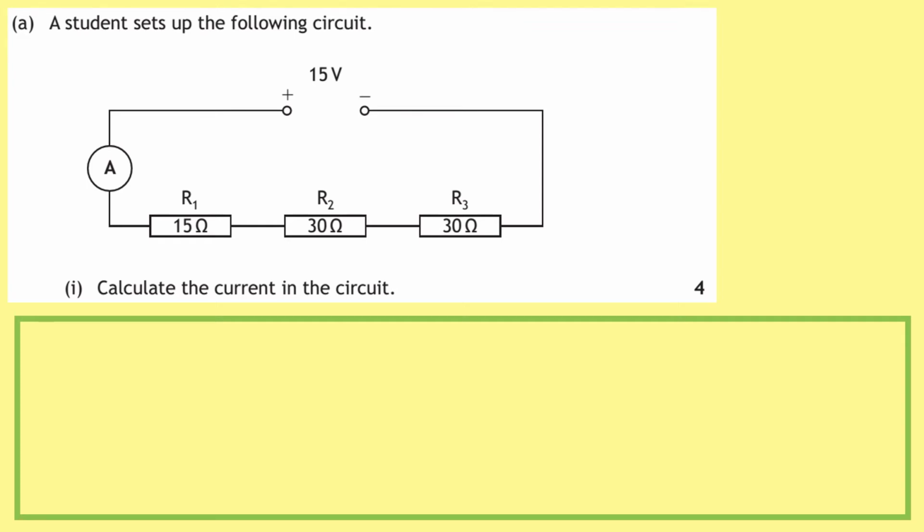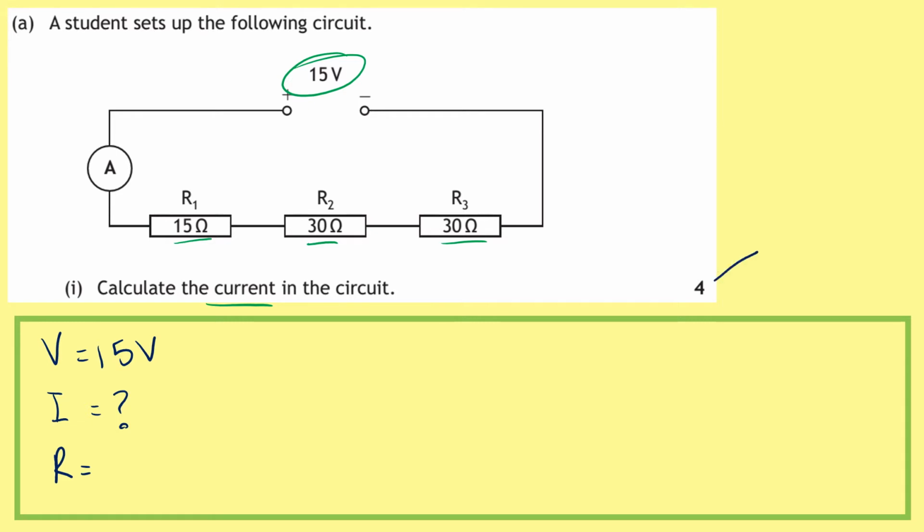First of all, let's look at the values we have. Up at the top, we've got 15 volts there. We've also got some resistances, and it's the current we want to work out. So, the voltage is 15 volts. The current has a little question mark, and our resistances are 15, 30, and 30.